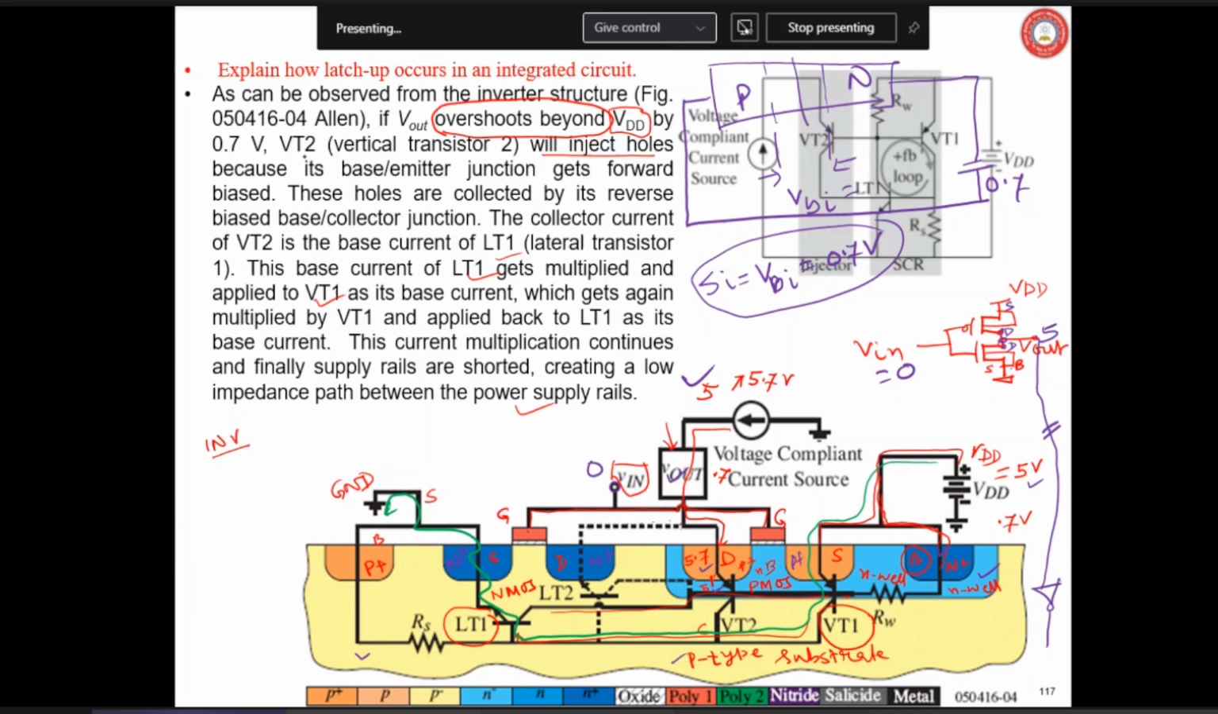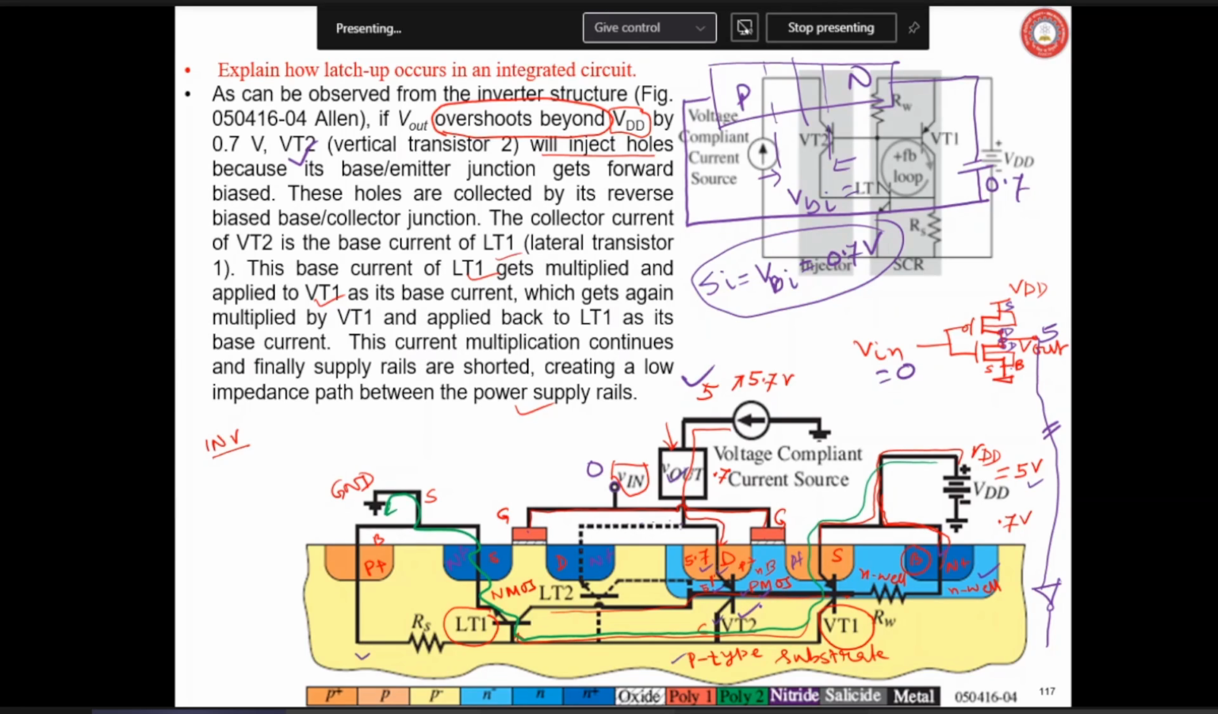Once it is forward biased, what is going to happen? The VT2, the vertical transistor 2, will inject holes because its base emitter junction gets forward biased. This is the base, this is the emitter. These holes are collected by its reverse biased base collector junction. See, the base collector is this one.